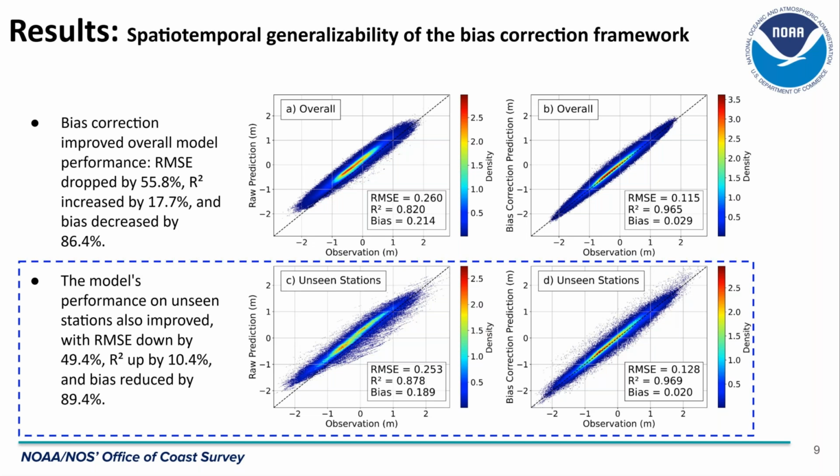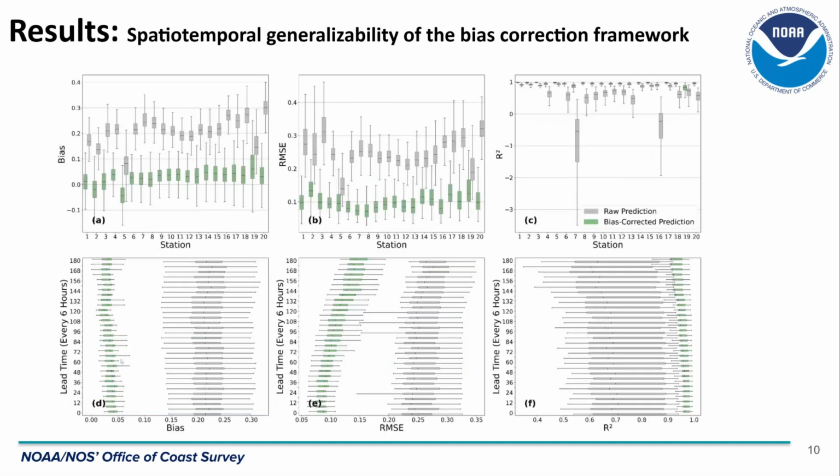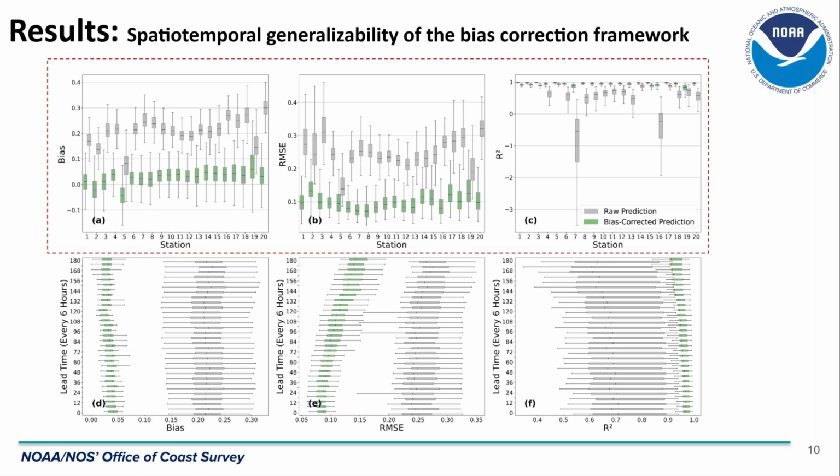And that result was for looking at the entire set of stations. But what if we wanted to look at each station individually and see what the performance of the model is at different stations? Maybe in some stations we are performing better. So again, we look into the same performance metrics, and for each station, the green box plots are after bias correction and gray box plots are the raw model output. So we can see across all those stations we are improving the model performance.